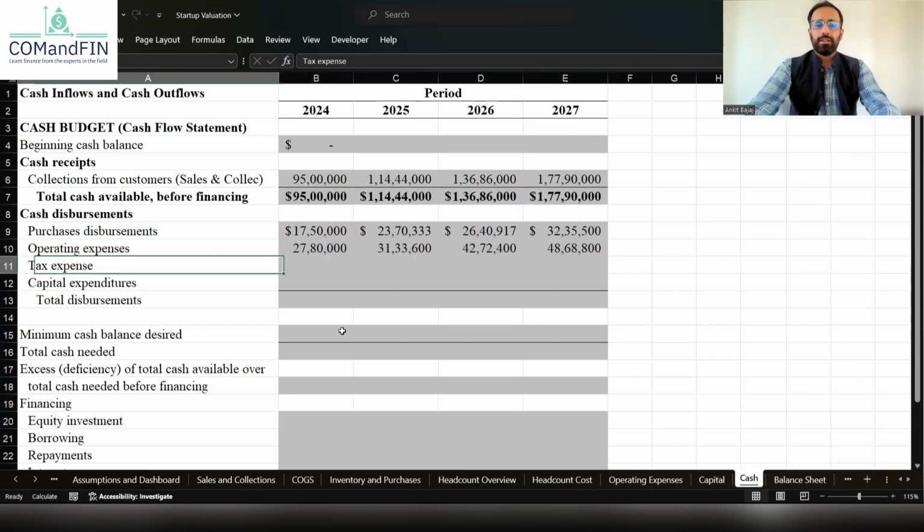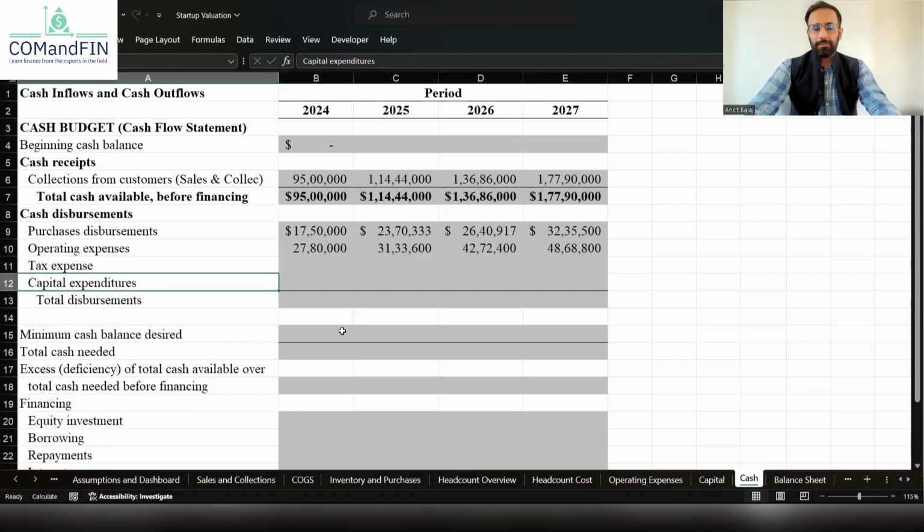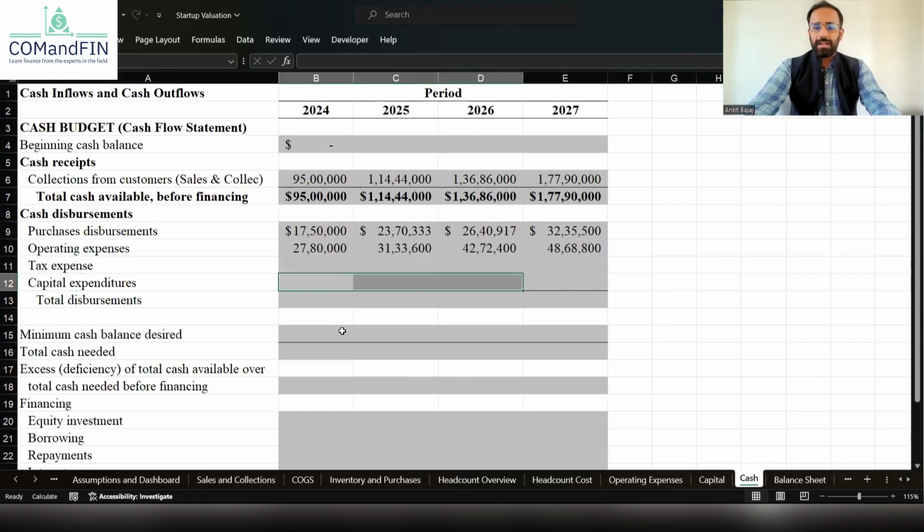Then here we have to record the tax expense, right? So for tax expense, what we have to do, we have to prepare the P&L account. So you have to wait for some time. We will prepare the P&L account, and we will record the tax expense here, right? Then next is capital expenditure, right? Next sheet, if you see here, is capital expenditure.